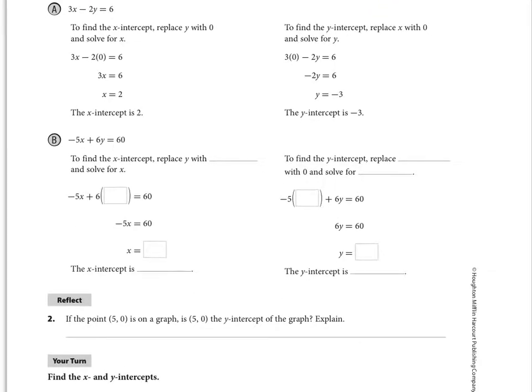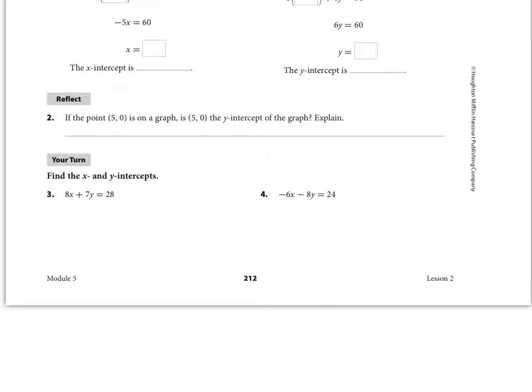Okay, so let's try this out. On the Your Turn, number 3, we're going to find the x and the y intercept. We have 8x plus 7y equals 28. Let's do the y-intercept. That means that x is going to equal 0. If x is 0, we have 8 times 0 plus 7y equals 28. You can almost cover the 8x and look at what we have left over.